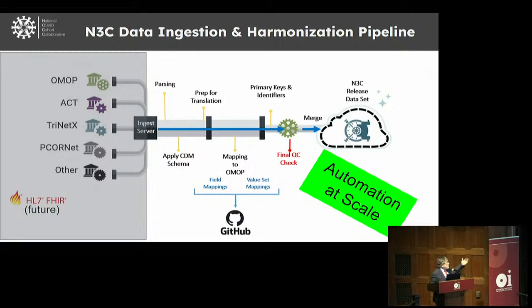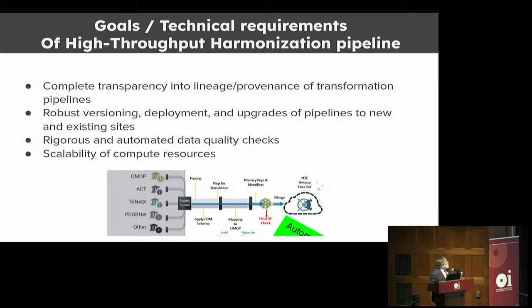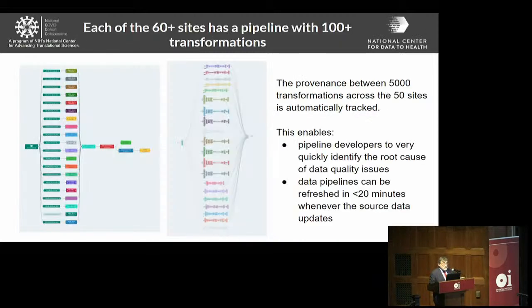We were then able to take that whole process and automate it at scale using high throughput harmonization pipelines. The pipelines themselves had to have complete transparency and clear provenance at each transformation layer with a lot of versioning, upgrades of pipelines. The pipelines are really dynamic. We keep tweaking them constantly as we recognize idiosyncrasies and opportunities for enhanced data quality. We do rigorous and complete automated data quality checks at each layer of the transform, and obviously sought to have scalability of the underlying compute resources.